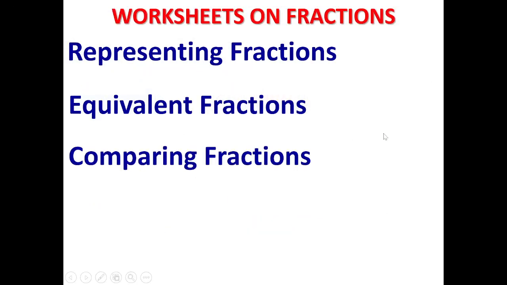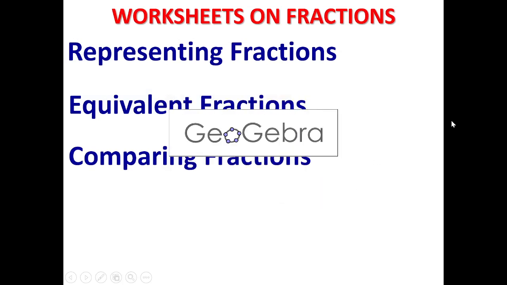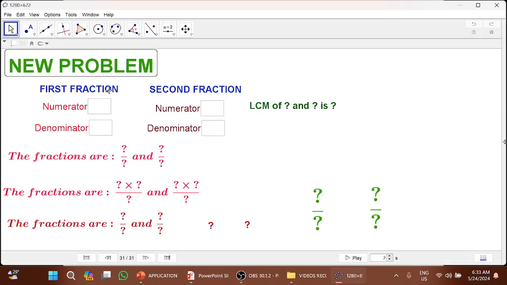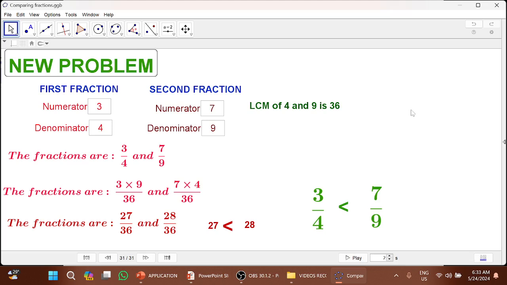Now the next thing is comparing fractions: which is smaller, which is greater. Normally we explain in the class the concept behind how a child has to compare two fractions. Here I have made a worksheet where you can write a new problem. For example, I take 3 by 7 and 4 by 9. Now the child has to work out and find which is greater, 3 by 7 or 4 by 9.